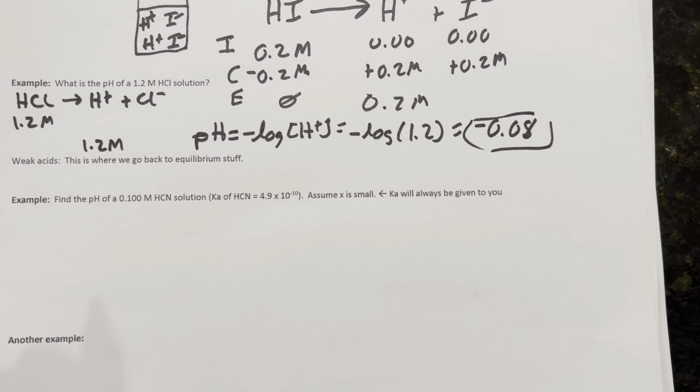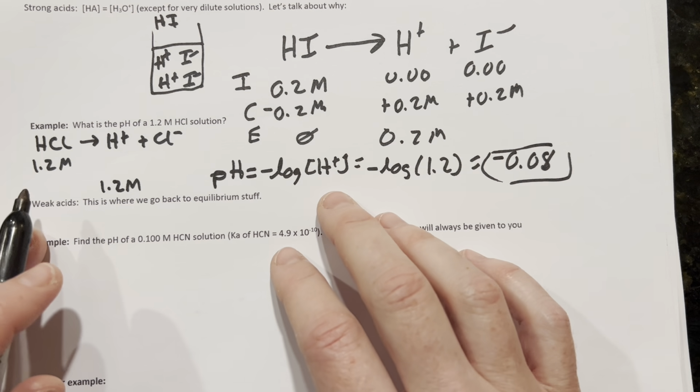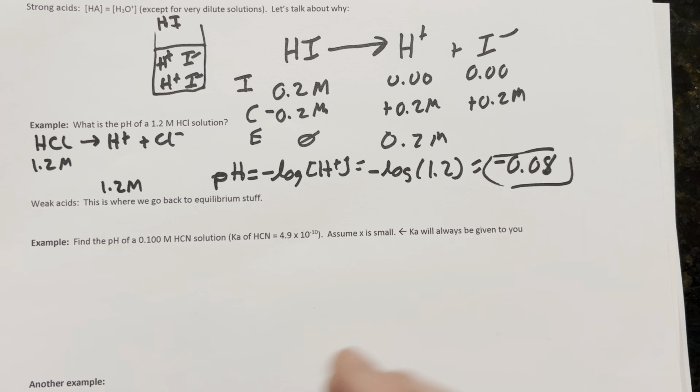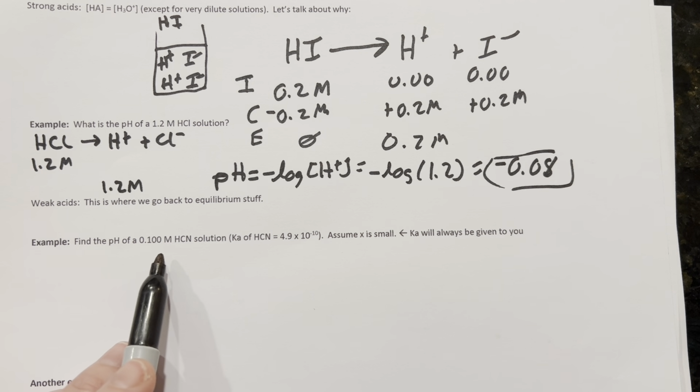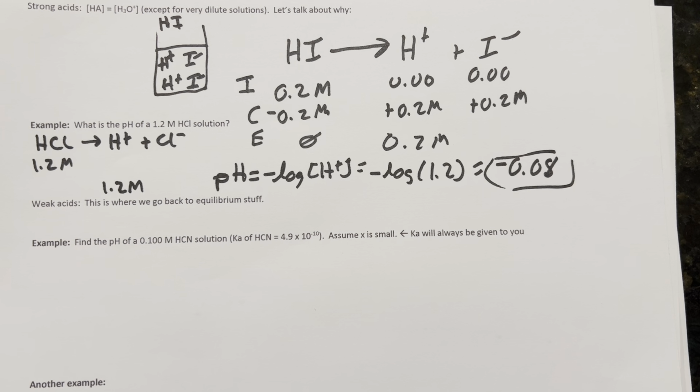All right, but in weak acids, this is where we have the equilibrium stuff, and we're using Kas, etc. Okay, so it says find the pH of a 0.100 mole per liter hydrocyanic acid solution, and it gives us the Ka. And it says assume x is small. We're always going to assume x is small, and Ka will always be given to you.